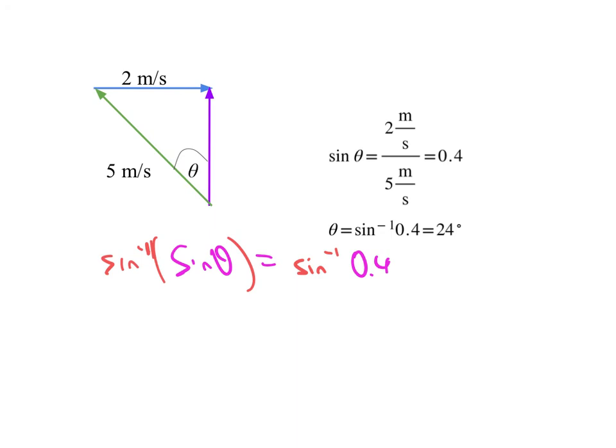The whole point of the inverse sine function is that inverse sine of the sine of theta is theta. The inverse sine liberates theta from the sine function. And then over here, I have inverse sine of a number, and that's just a thing that you look up in a table or you get a computer to do or something. And apparently if you do this, you'll find that it's 24 degrees.